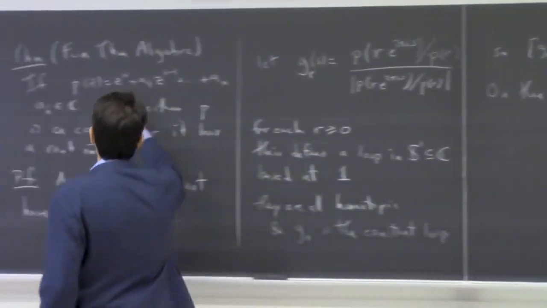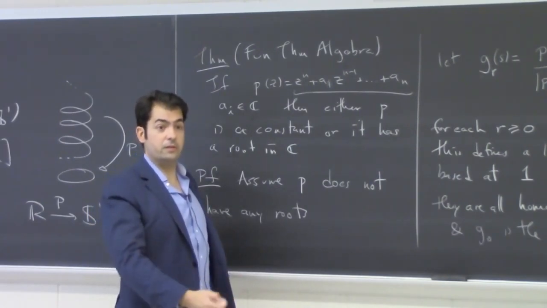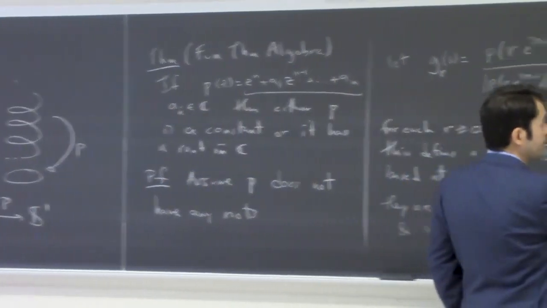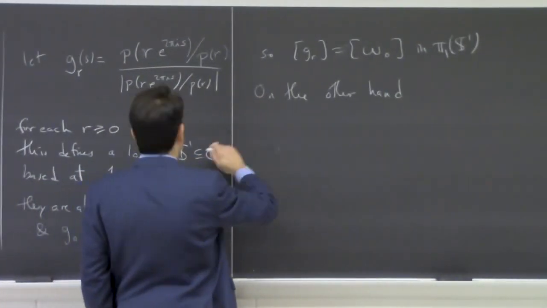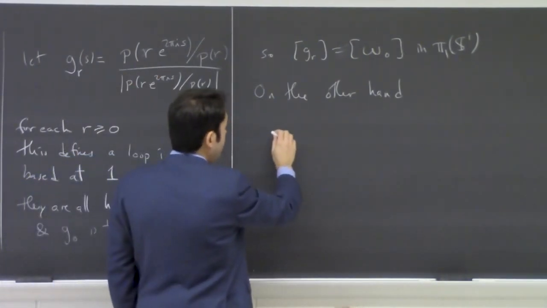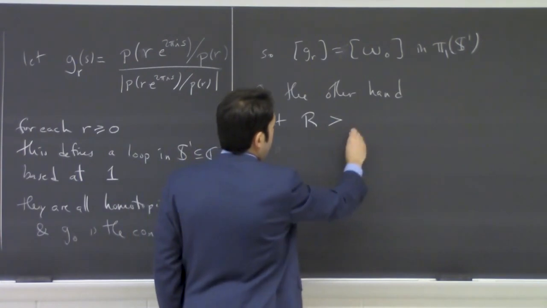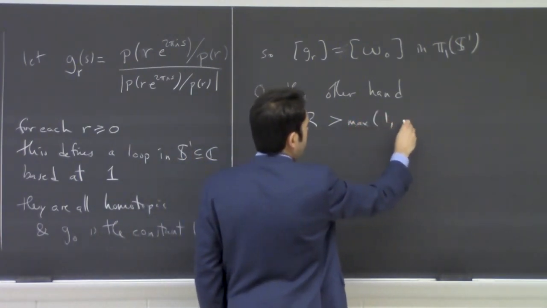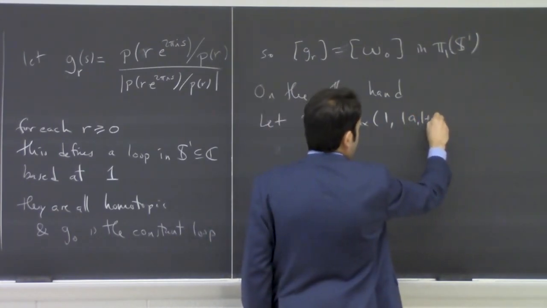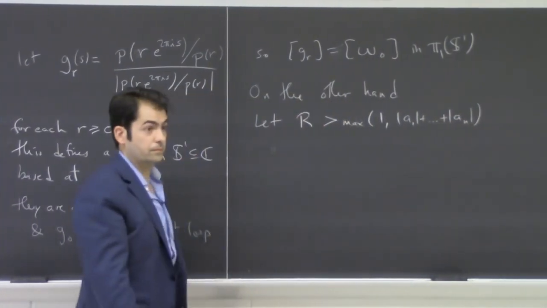if you have a polynomial like this, then a key fact is that if you're far enough from the origin, then the first term dominates. Right? So let's take advantage of that to find a simpler polynomial, a simpler loop, still in the same homotopic class. So let R be larger than both 1 and what you get by summing all of the coefficients.